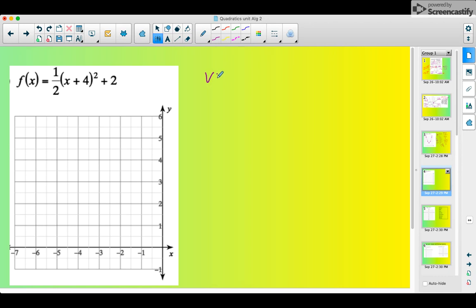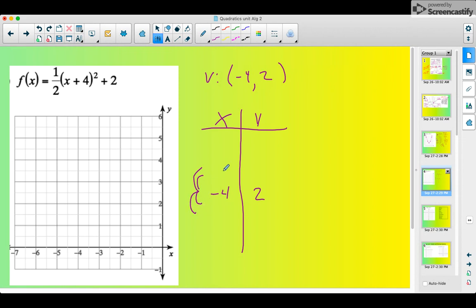So first thing I find is my vertex. You should be finding the vertex before I write it down, just so you know that you've got it figured out. So according to this, my vertex should be at negative 4, 2. So that's going to go in the middle. From here, I need to find coordinates that are the same distance away. Hopefully you're finding those on your own already.